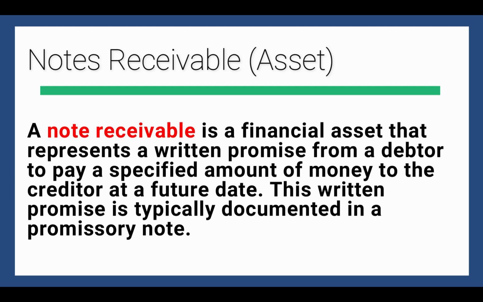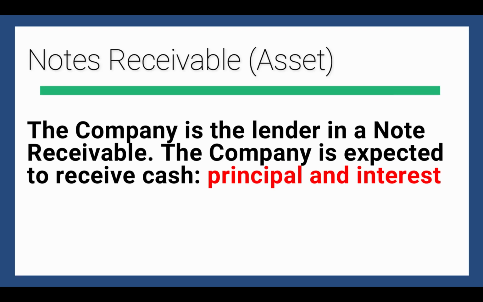This is the written promise documented in a promissory note that one person is borrowing the money and another person is paying it back. And in this situation, since it's an asset, we are the lender. We are lending money to someone else, and this note receivable is an asset to us because we're expecting to collect this money in the future along with some interest.